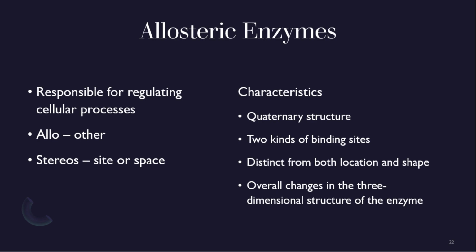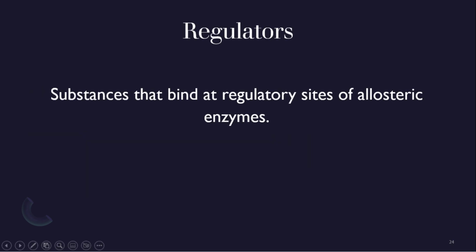Number 2. We have two kinds of binding sites, one for the substrate and one for the regulators. Number 3. The active and regulatory binding sites are distinct in both location and shape. And lastly, we have overall changes in the three-dimensional structure of the enzyme because of the binding of a molecule at the regulatory site. Then we have the regulators.